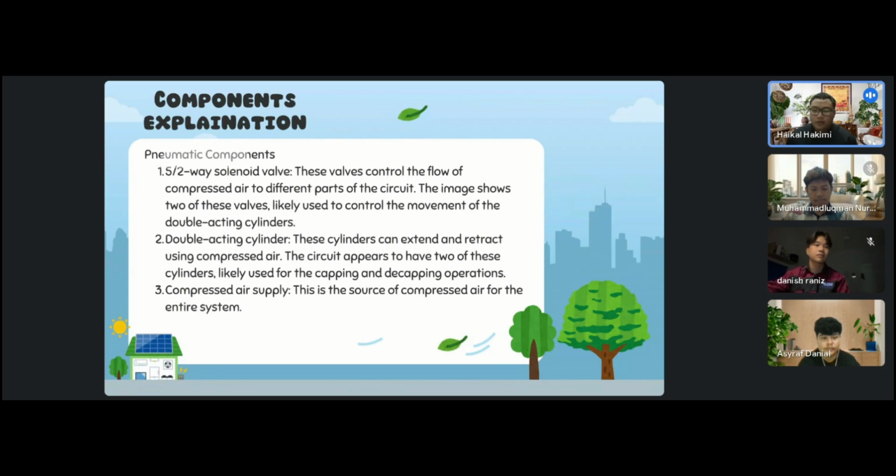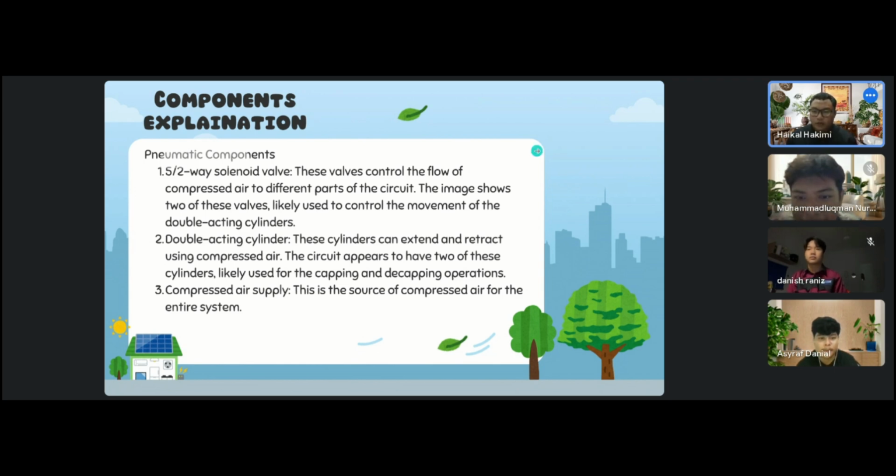For the 5 two-way solenoid valve, the function is that valves are like switches that control the flow of compressed air. They have two positions, and are in a stable state. For the operation of the 5 two-way solenoid valve, when the solenoid coil is energized with an electrical signal, the valve shifts its position, allowing or blocking the flow of air.